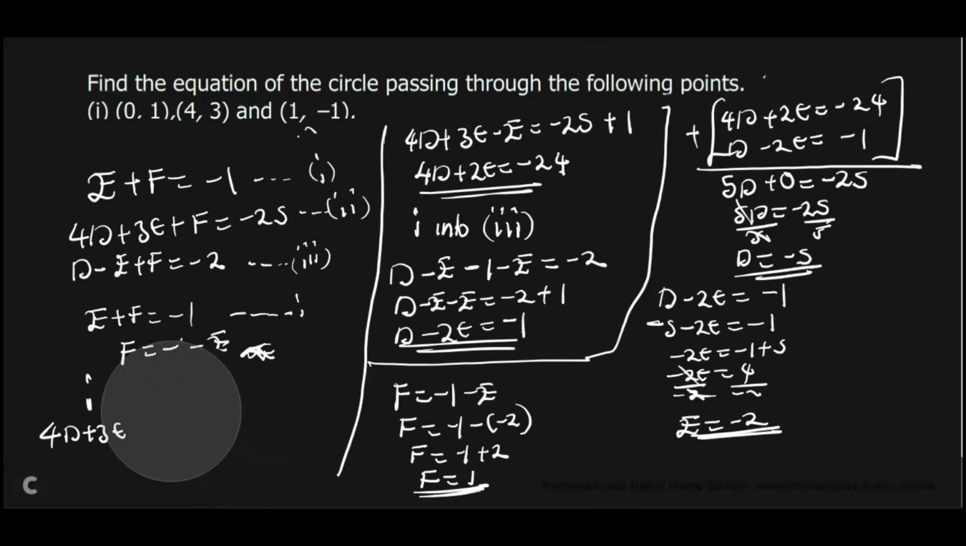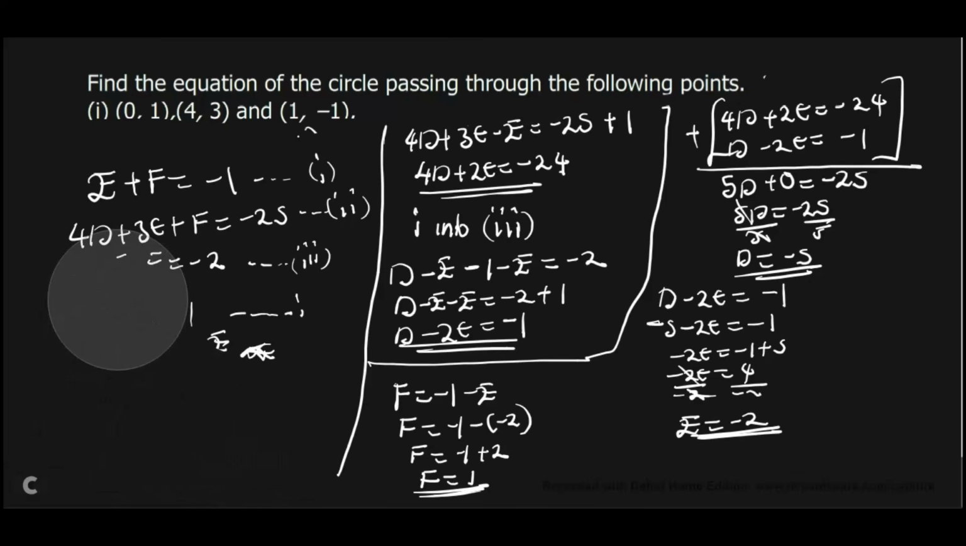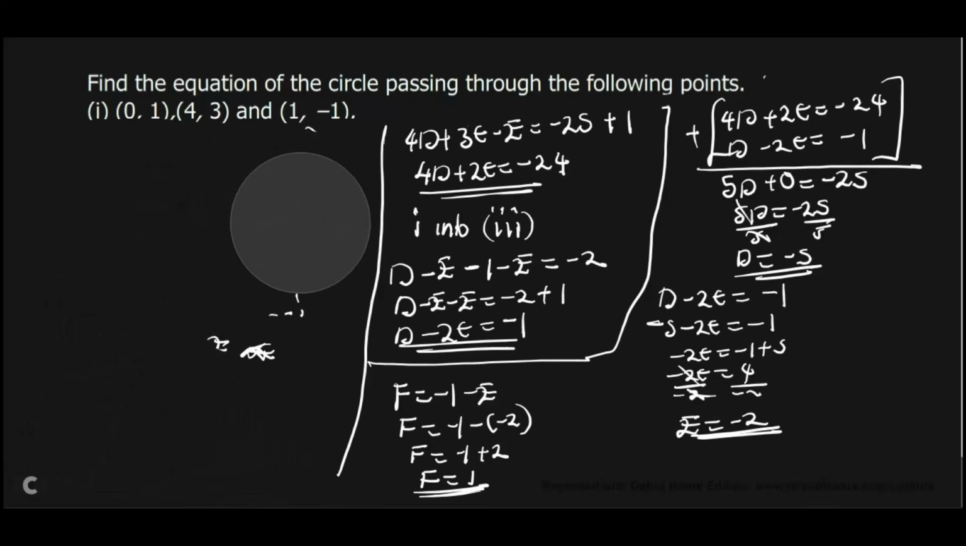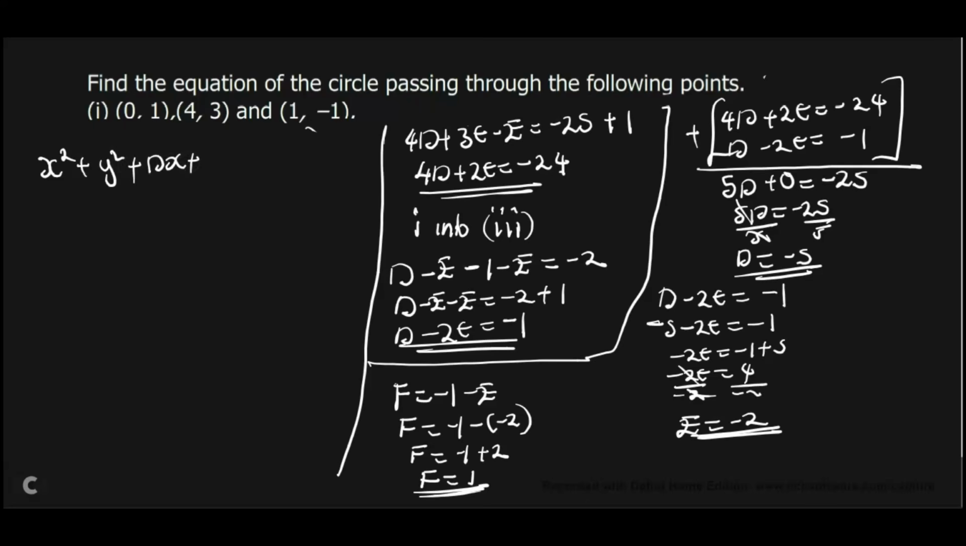Now, after finding everything, let's substitute these ones in the equation, right? Let's substitute them in the general equation of the circle, which is x squared plus y squared plus Dx, then plus Ey plus F equal to 0.